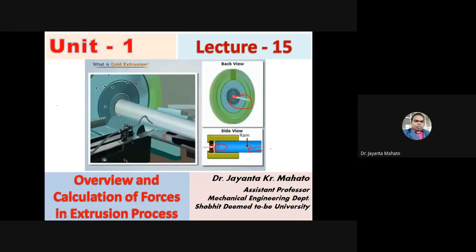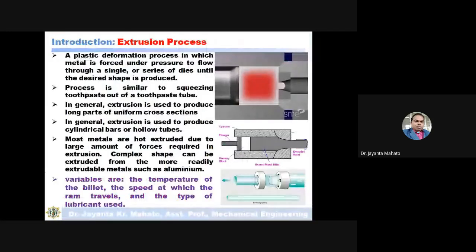Not only rods in cylindrical parts, you can get a different size, different shape of the product. Even a gear can be generated from an extrusion process also. I cross-section bar, L cross-section bar. All these are possible by the extrusion process.